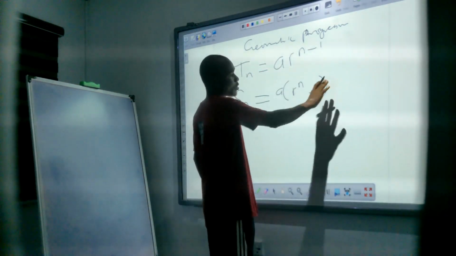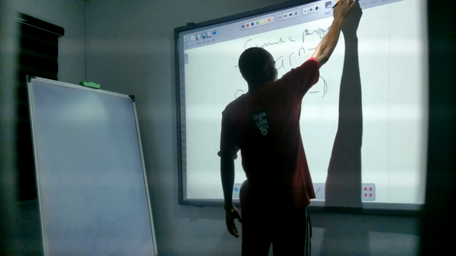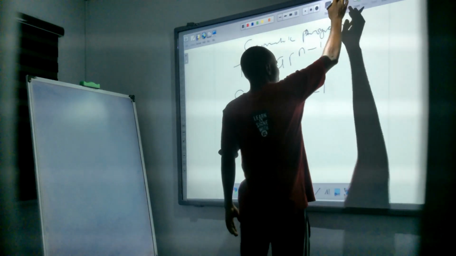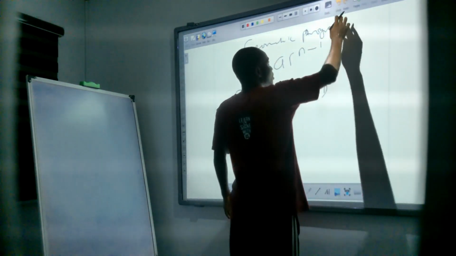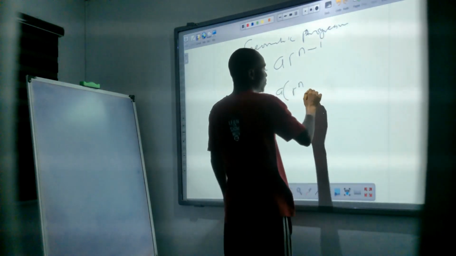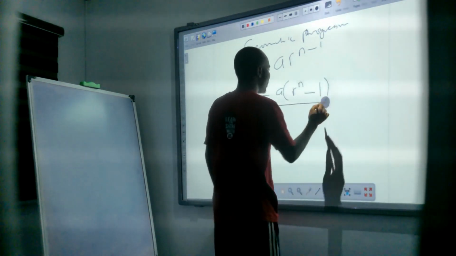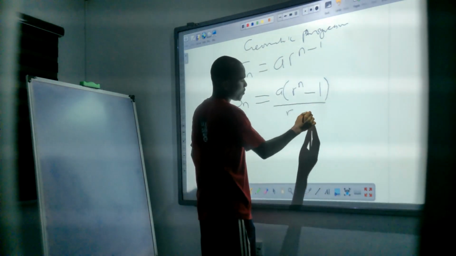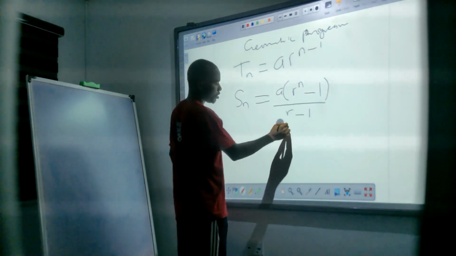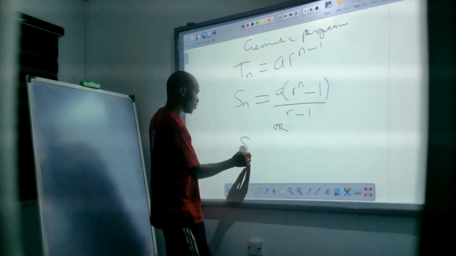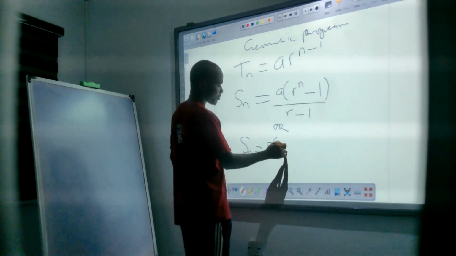The 1 is not in the power. It's standing on its own, not raised to the power. So r to the power n, minus 1, close bracket, all divided by r minus 1. Or the formula is the same thing.